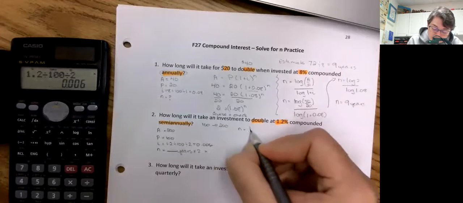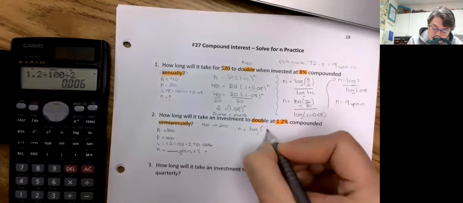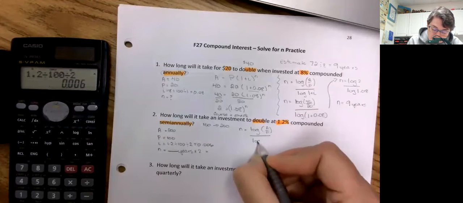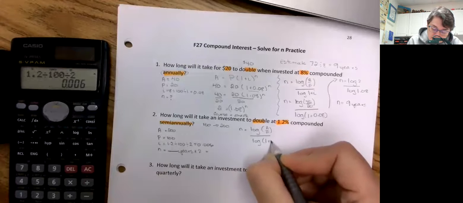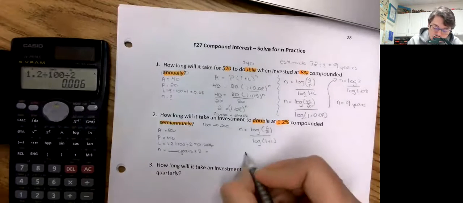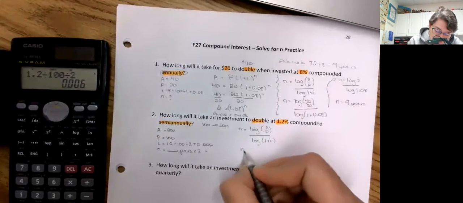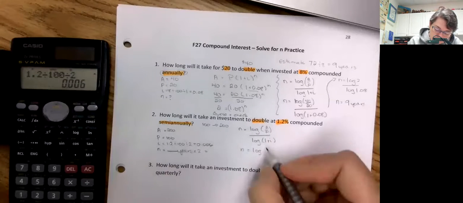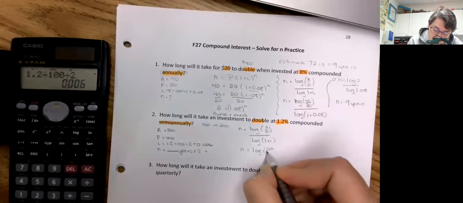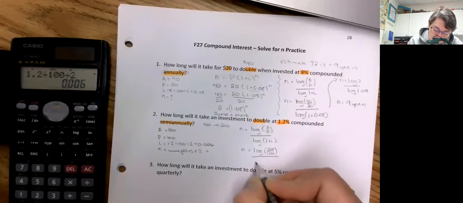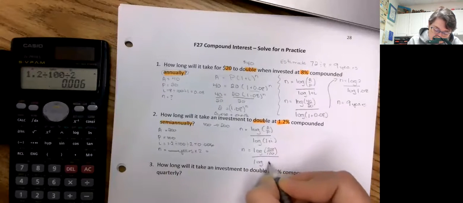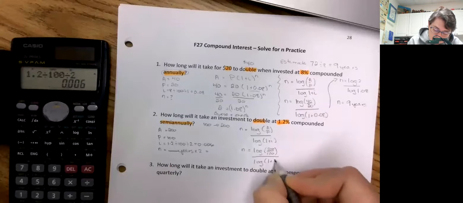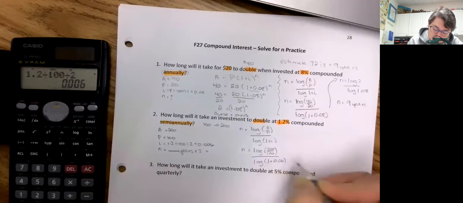N is equal to the log of A over P divided by the log of 1 plus I. Always writing out the formula. It's like practicing spelling words. N is equal to the log of A, which was 200, over P, which was 100, divided by the log of 1 plus 0.006.